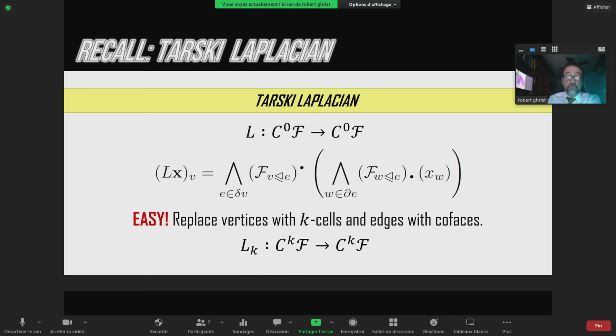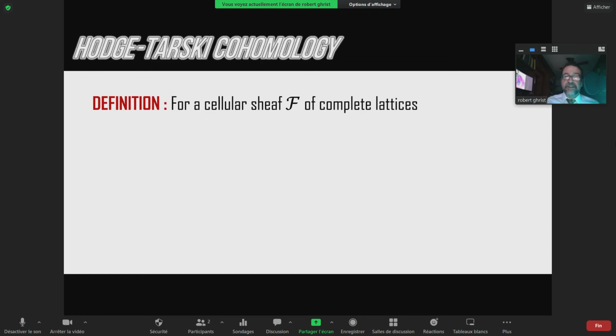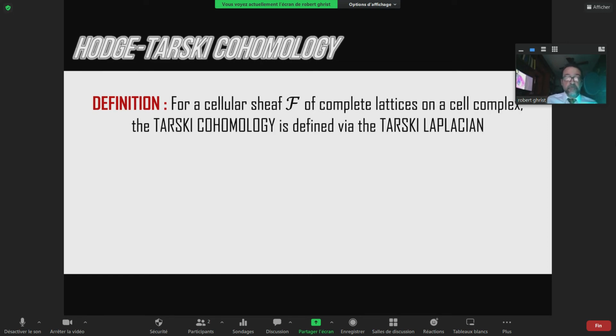This bodes well. We're not going to get a Hodge theorem that says the fixed point set of this with the identity is equal to the sheaf cohomology, because we don't know what the sheaf cohomology is. So let's just get out a hammer and bang on it and define the Tarski cohomology for this sheaf in terms of the harmonic cochains with respect to this Laplacian.